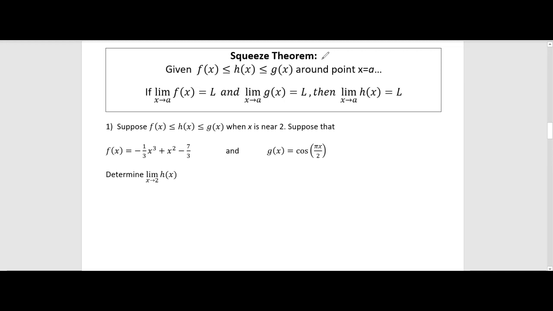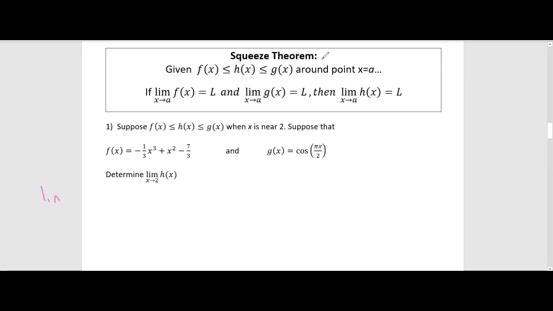If those two limits are the same, then we'll know that the limit of h of x as x approaches 2 will be the same as those other two limits. And that's because if the top and bottom functions are approaching the same value, then h of x is being squeezed in between them and will also be approaching the same value. So all three limits will be equal.